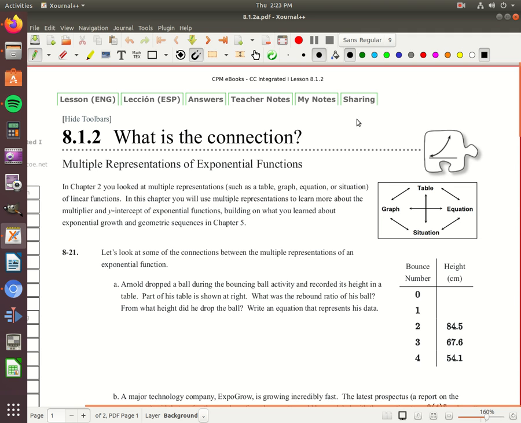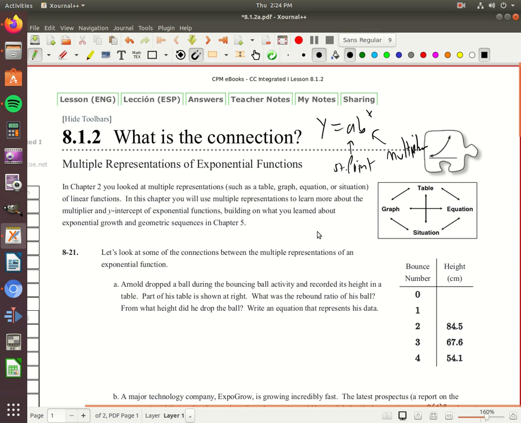We delve a little bit more into the equation y equals a times b to the x. Again, a is going to be the starting point, and b is going to be the multiplier. So that's important to keep in mind from Chapter 5.